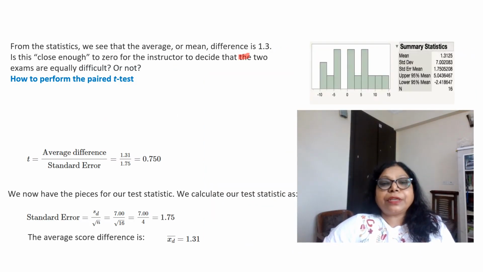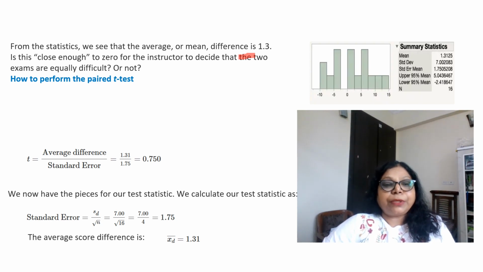So is this 1.3 close enough to 0 for the instructor to decide that the two exams are equally difficult or not? Now the question arises, how to perform this t-test? I'll further explain the principles underlying the paired t-test in the statistical detail section. Beginning from the t-value calculation, we'll start with the test statistic. We will then need the average difference, the standard deviation of the difference, and the sample size.